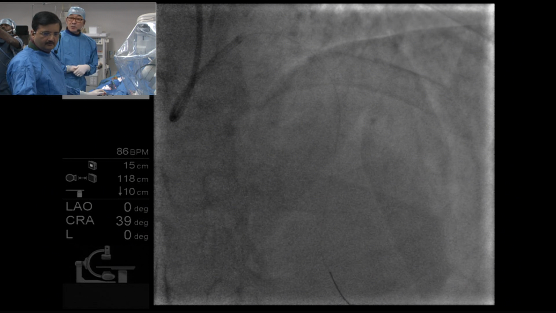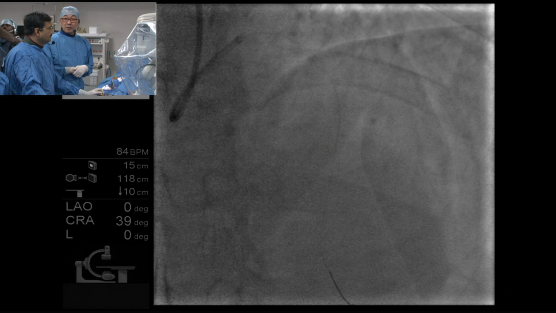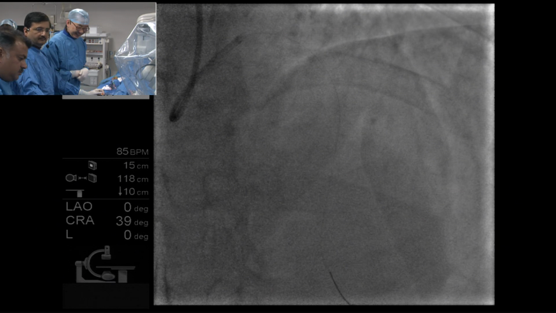I agree. I think it's a more powerful study at this moment. So I think IVUS is really almost a gold standard. That's my belief at the moment.